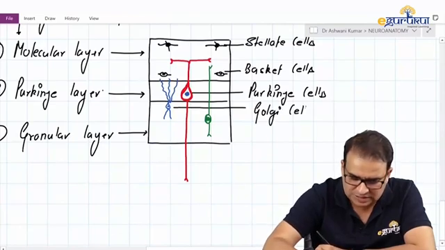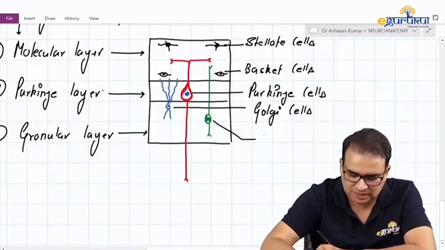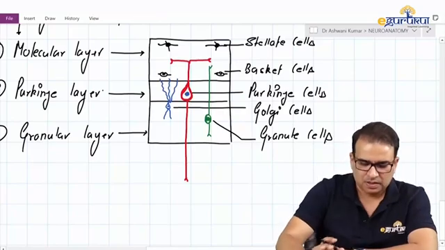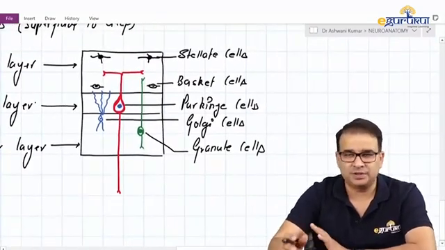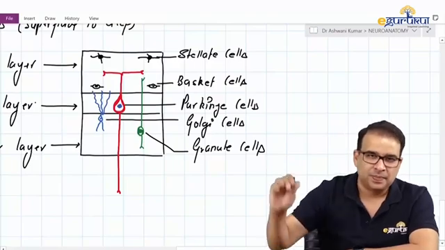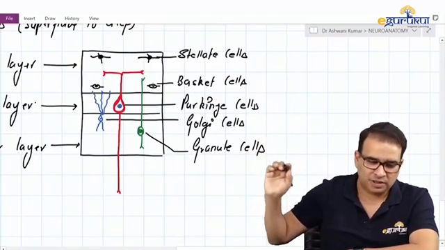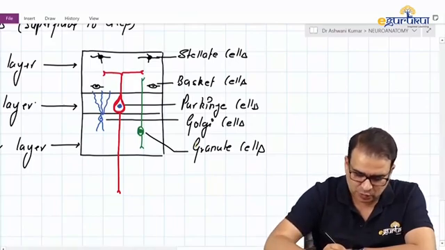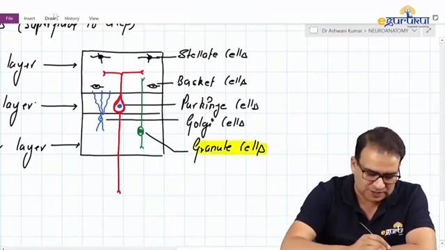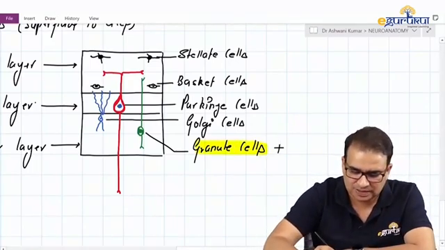So we got Golgi cells, and the one which I drew in a vertical fashion, that is the granule cells. So total how many? Total 5 types of cells situated in the 3 layers of cerebellar cortex. Now out of 5 types of cell, the important thing to note is that only granule cell out of these is excitatory in nature. This is excitatory cell. The rest all are inhibitory.